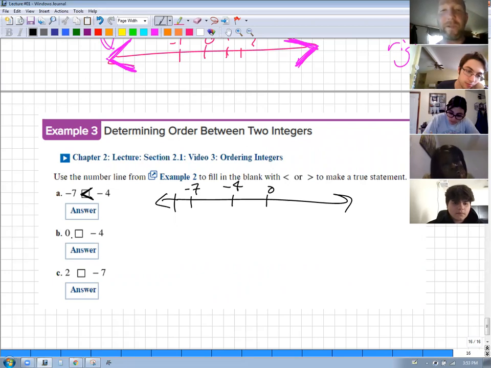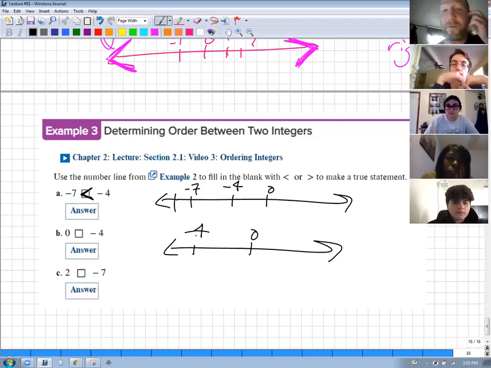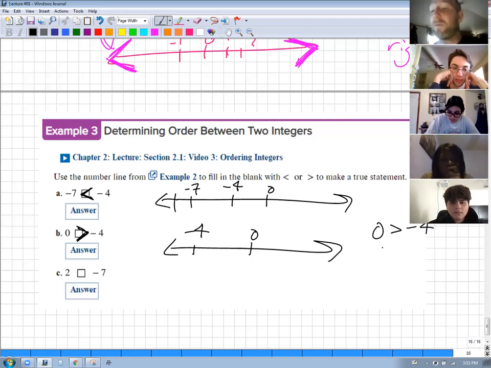All right. Zero and negative four. Negative four. If you broke even, you don't owe anybody anything, but you've got a negative four. So zero is to the right of negative four on the number line. So zero is bigger than negative four. Likewise, negative four is less than zero.